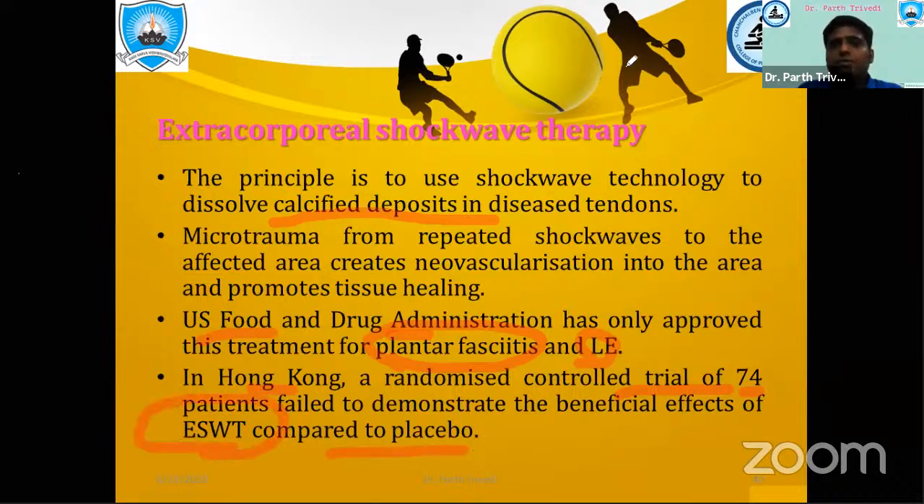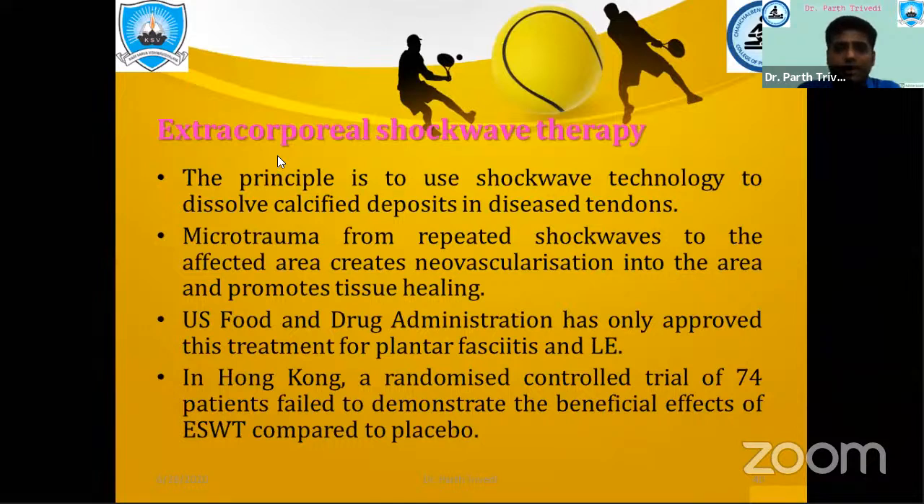And there are not many more systematic reviews available on PubMed. So it is again controversial. And again, the ESWD machine is much costlier compared to your ultrasound machine. So we may use the ultrasound machine as a first line of treatment compared to ESWD.